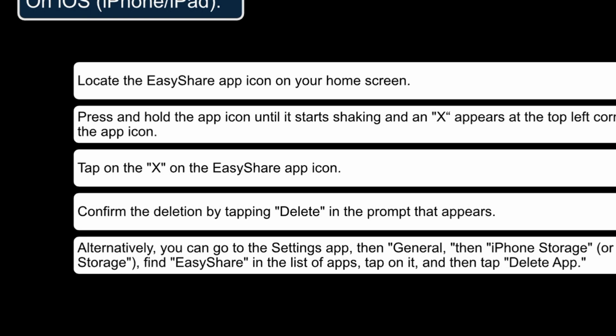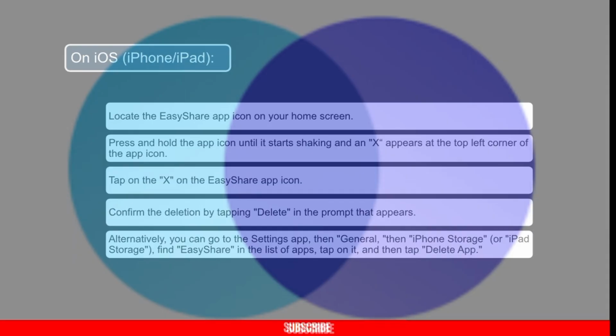Alternatively, you can go to the Settings app, then General, then iPhone storage or iPad storage. Find Easyshare in the list of applications and tap on it, then tap Delete app. That's all. That's how you will be able to uninstall Easyshare app on your iPhone and Android.